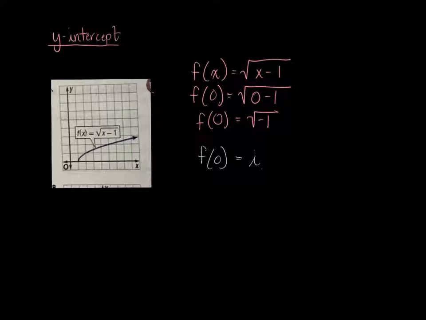Since i cannot be defined by an actual or rational number on a graph, actually it's not a real or rational number, there is no y-intercept here.